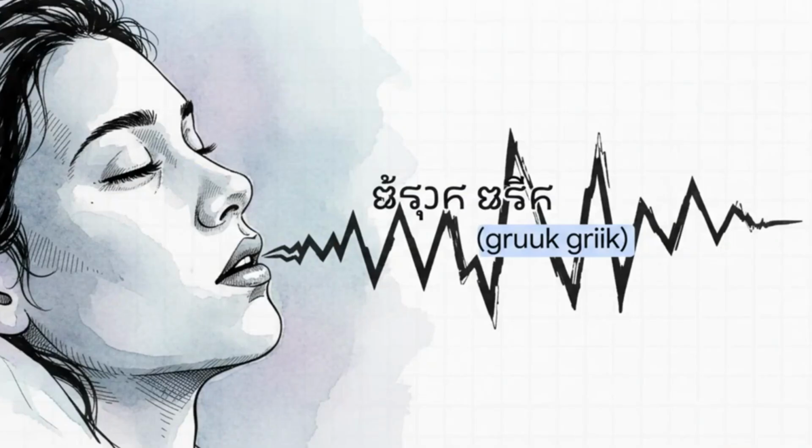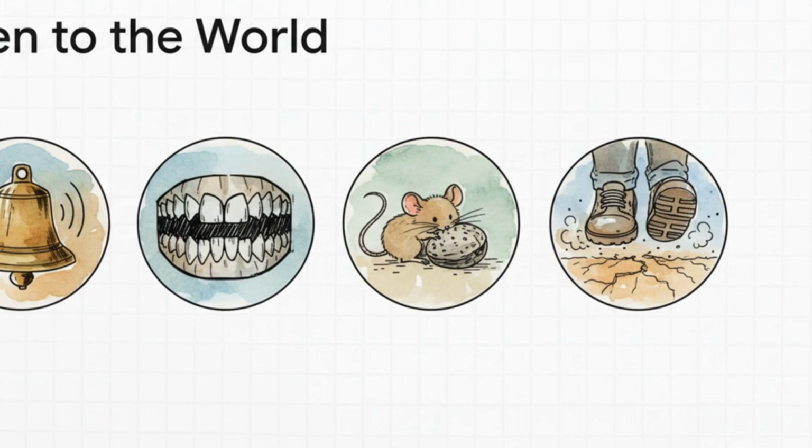I mean, how amazing is this? The Kmhmu word for the specific sound of breathing when you have a blocked nose is gruk grik. Just say it. Gruk grik. It's so incredibly precise, and it sounds exactly like what it is. This isn't just a word, it's a sound experience. And there are just so many more.